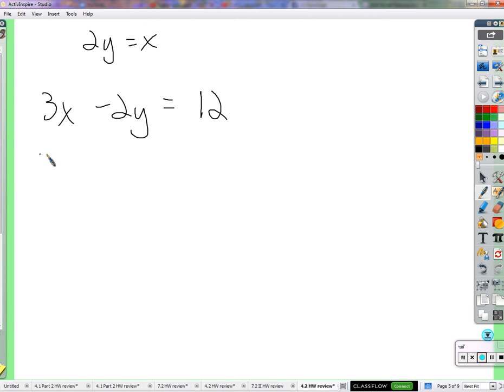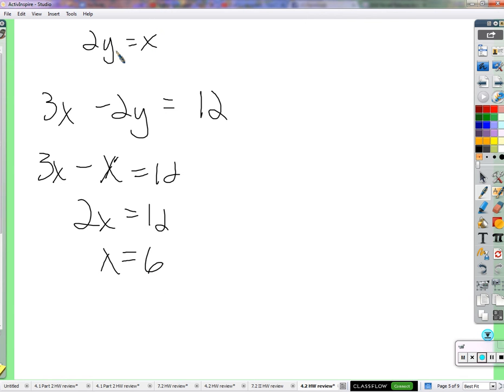Yeah, we can test it out. We'll do 3x minus x, right? Because 2y now has been replaced by x. 2y is the same as x. Substitute x in there. So we get 2x equals 12 and x equals 6. If x equals 6, then y must be what? 3. Must be 3.